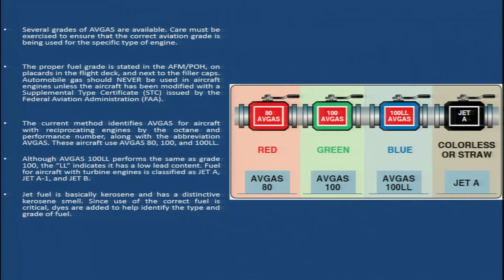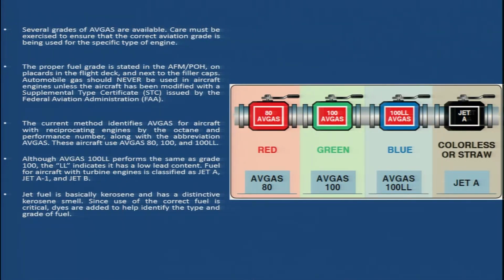So, we have read earlier in our initial lectures what an octane number is, what these numbers are and how they are designated. Generally, these avgas fuels are graded as 80, 100 and 100 LL. 100 LL performs the same as grade 100. The LL indicates it has a low lead content. So, LL means low lead.